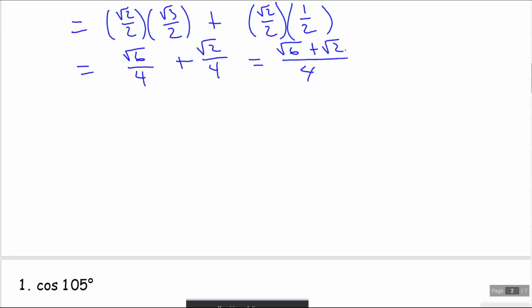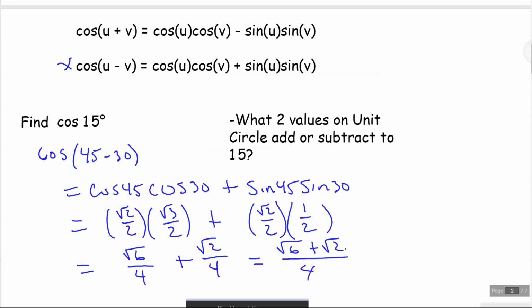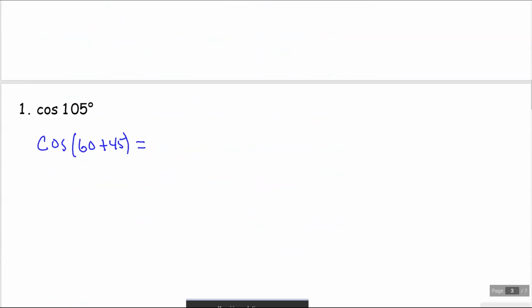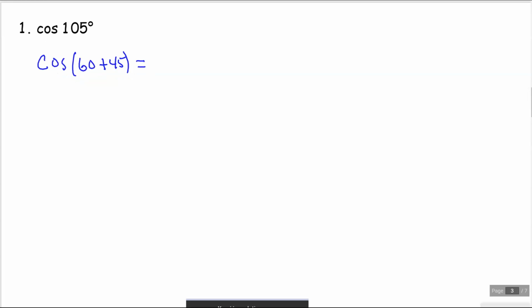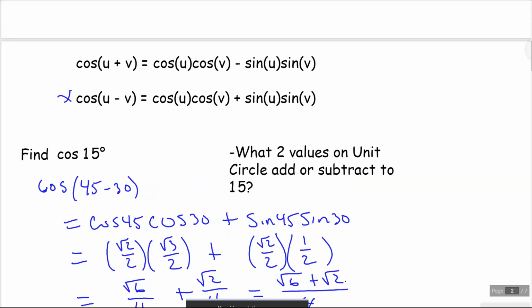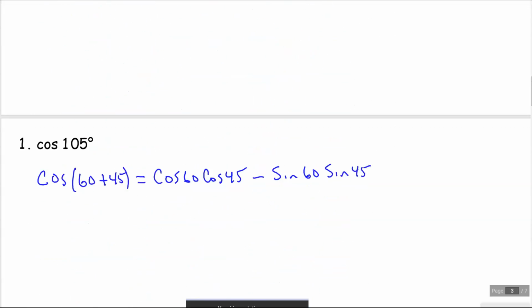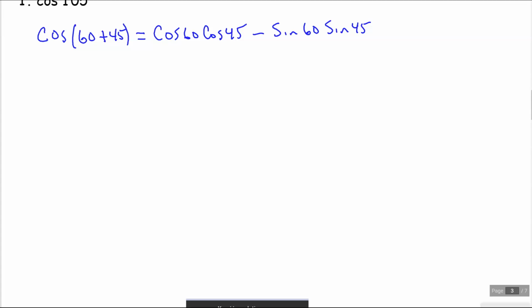So using our formulas from the previous page, right? Cosine U, cosine V. So cosine 60, cosine 45, and then minus, and then sine 60 and sine 45. So again, you see that formula there. Make sure it's a minus for this one. Okay. Take a moment, maybe pause the video. Why don't you try to solve this?